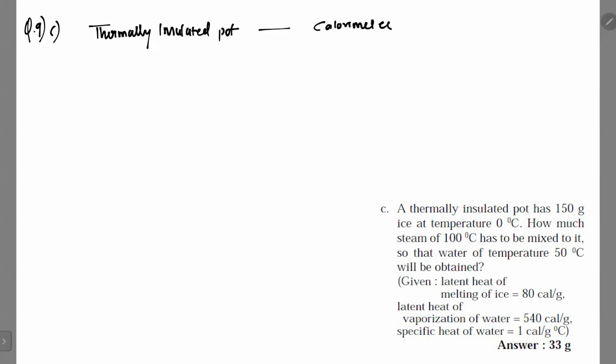Now, inside this pot, we have got 150 gram of ice at 0 degrees Celsius. How much steam at 100 degrees Celsius is to be mixed to it so that water of temperature 50 degrees Celsius is obtained? Now, what they've said is we need to mix.